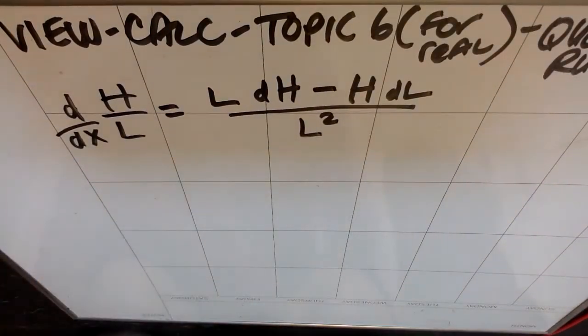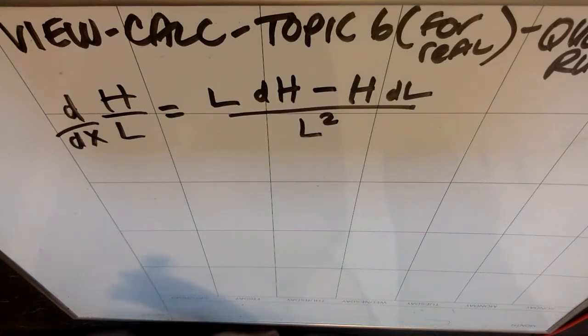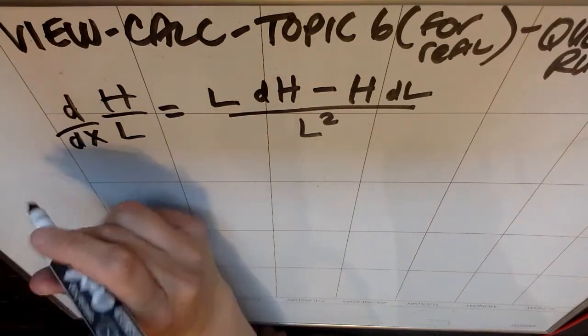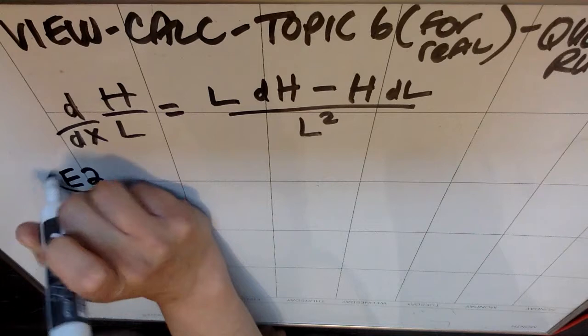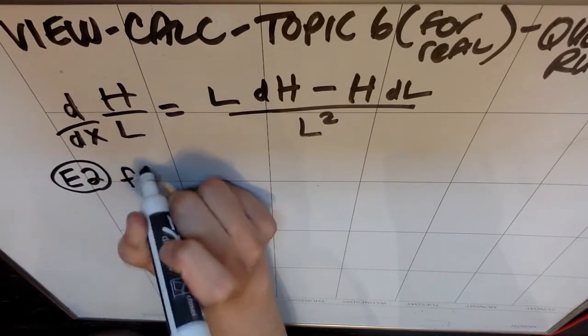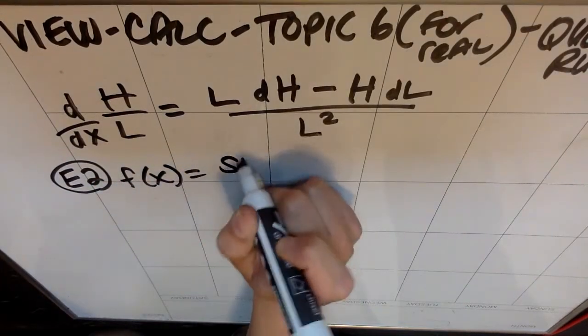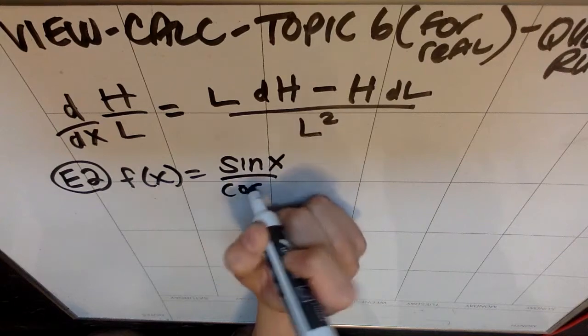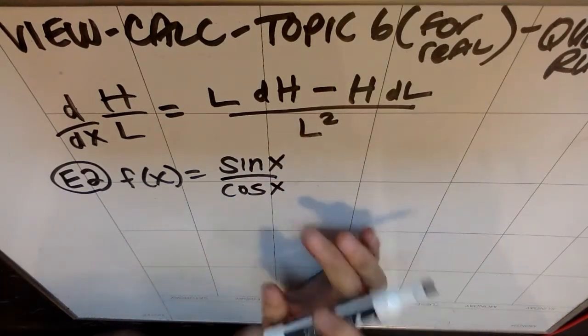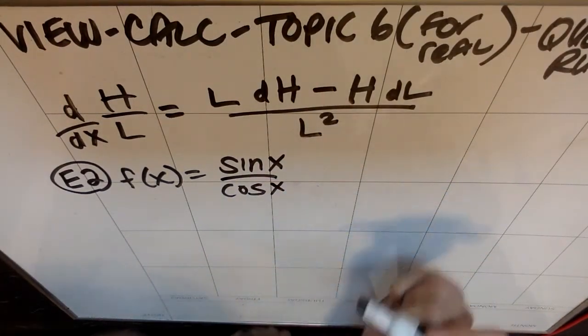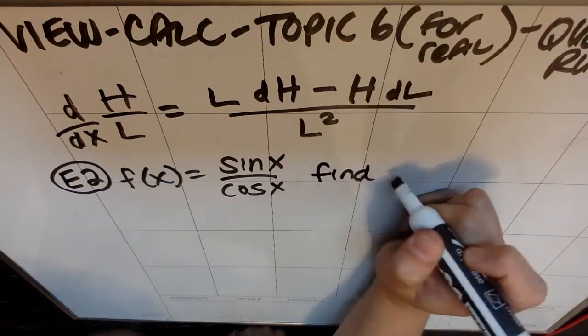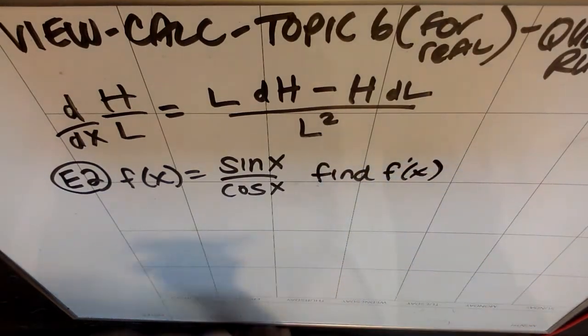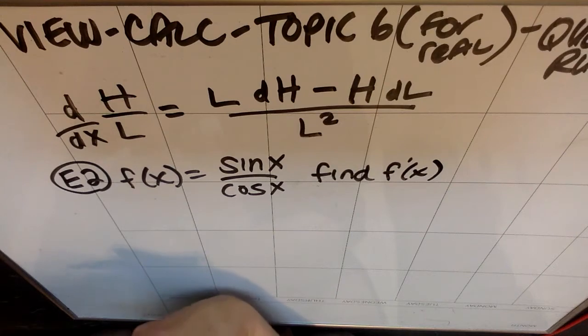All right, let's walk through example 2. So in topic 5, which I accidentally called topic 6, I taught you some trig derivatives. So one of the ones that I taught you was the derivative of tangent. So I want you to derive f of x equals sine x over cosine of x. Now, it's worth noting that that is actually the same as saying tangent x. So we're going to find f prime, but what this is actually going to let us do using the quotient rule is prove why the derivative of tangent is what it is.